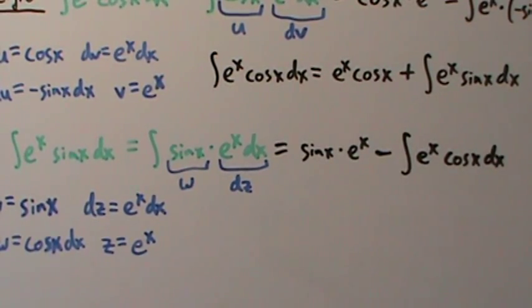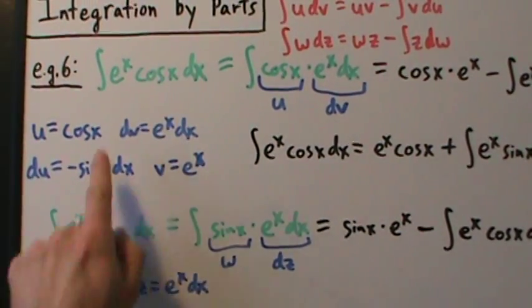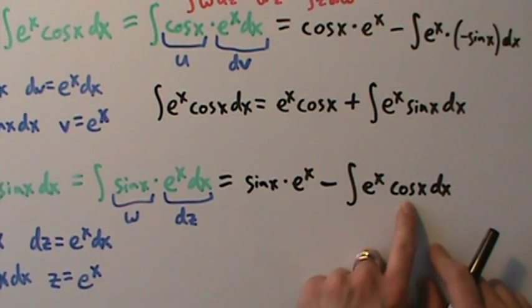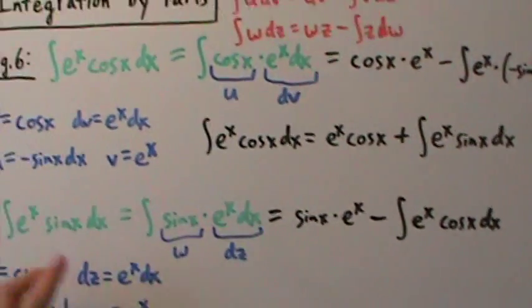Okay, so it kind of feels like we went in circles a little bit, right? Because what do we start with? We started with the integral of e to the x cosine of x. What do we have here? The integral of e to the x cosine of x dx, right?